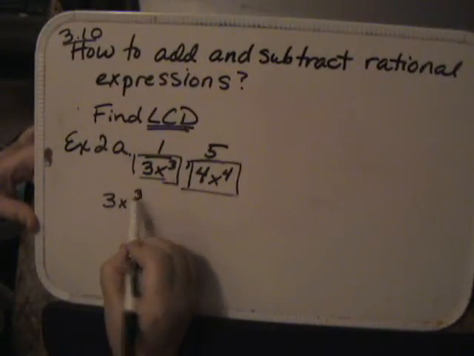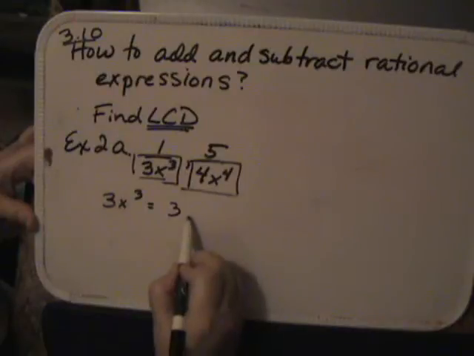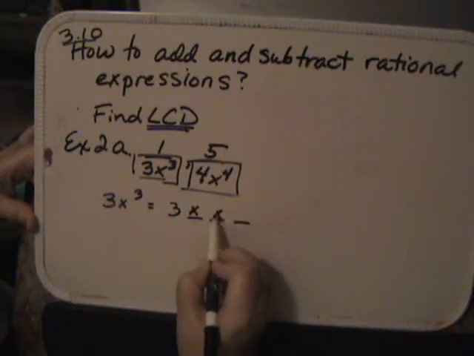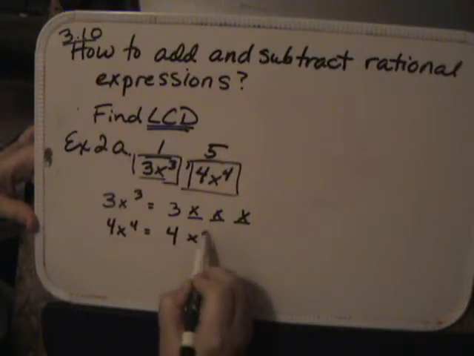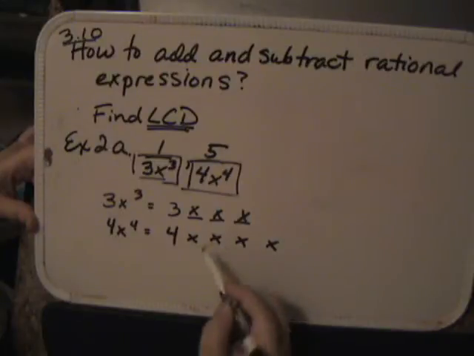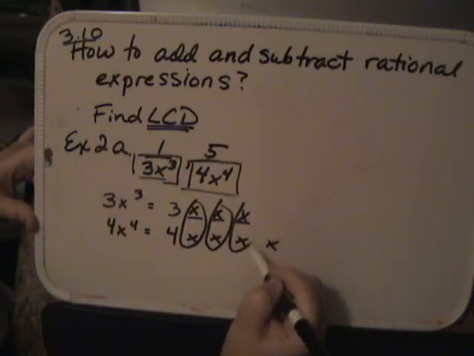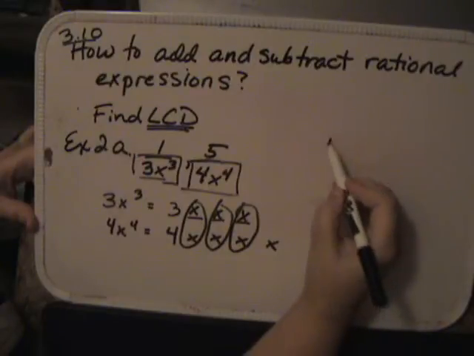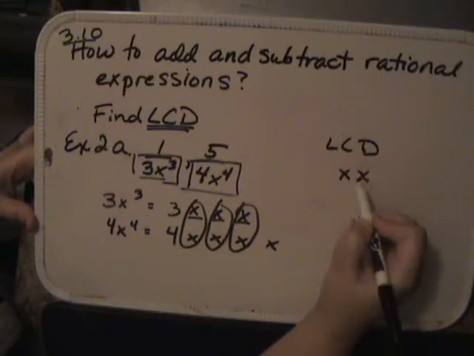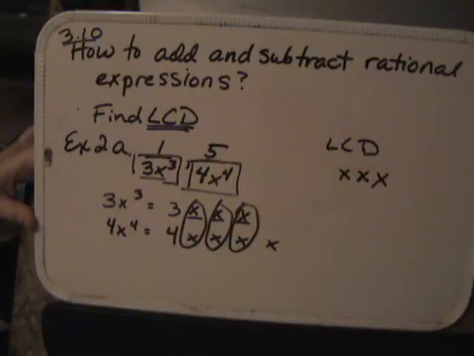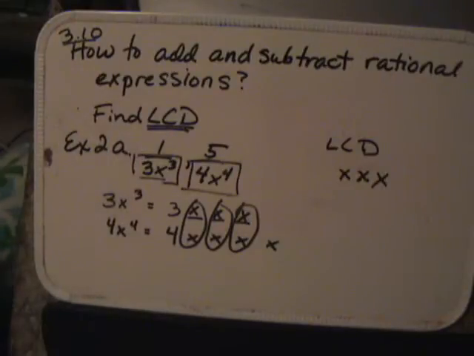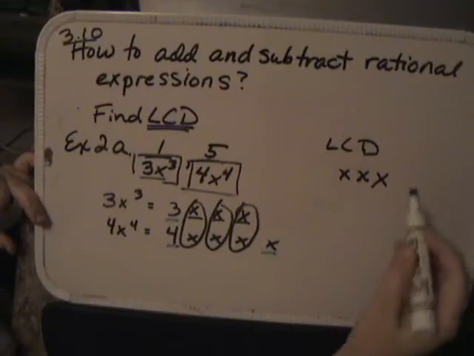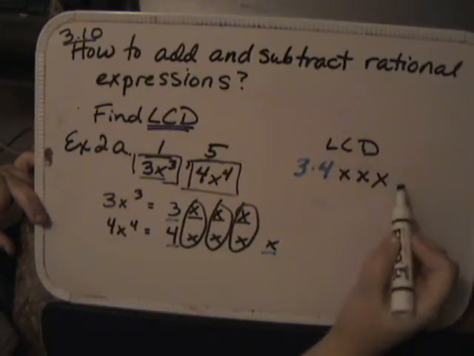Now 3x cubed is equal to 3 times x, x, x, and then 4x to the 4th is equal to 4 times x, x, x, x. Now you notice we have some common factors here, so we're going to use those for our LCD. We know we have 3 x's that are common, and then we look at our unique numbers. I have a 3, a 4, and another x.